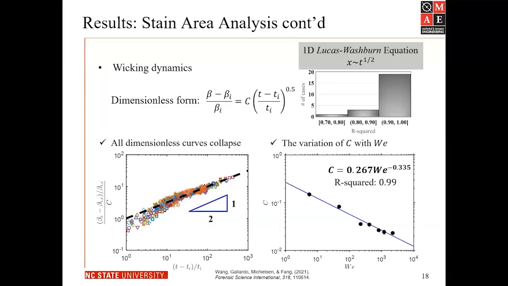Our data actually follow very well with this 1/2 power index here. But the coefficient before the power function term actually depends on the Weber number. We can see that we have a good correlation of this coefficient C with the Weber number. This tells us that when we increase the impact speed, or increase the Weber number, this coefficient becomes smaller. This also tells us that for a higher speed impact, the wicking becomes weaker.